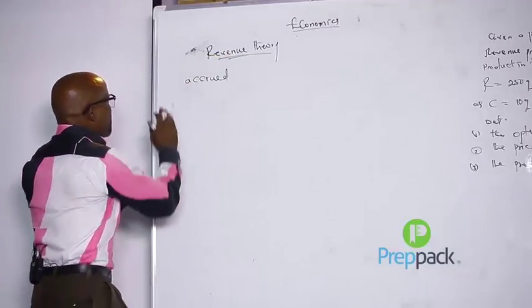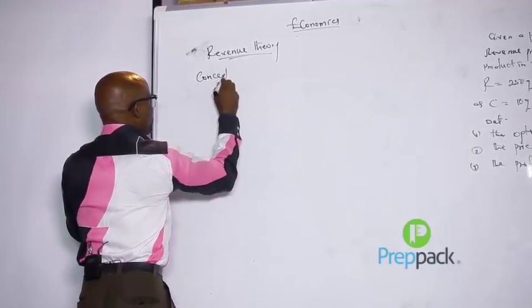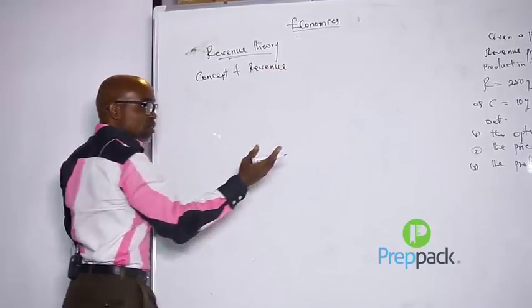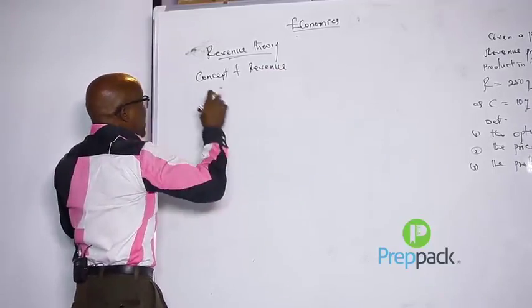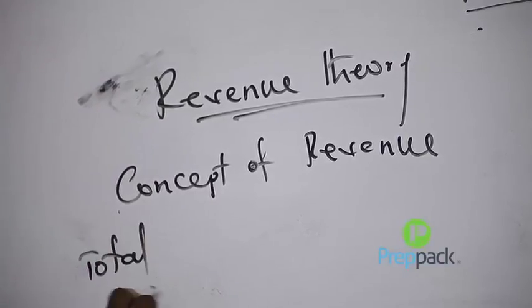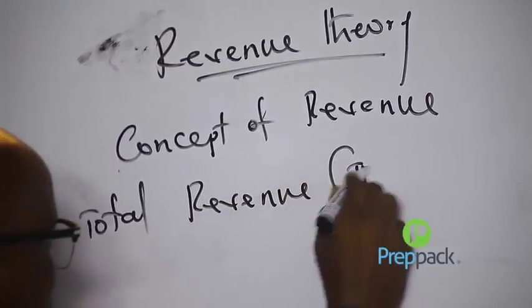Again, I want to look at the concept of revenue, just like we discussed in the cost theory. In the concept of revenue, the first one is total revenue, that's TR in bracket.